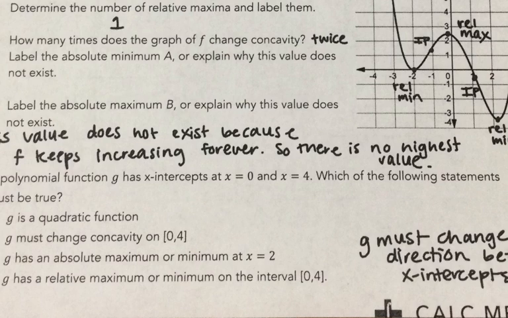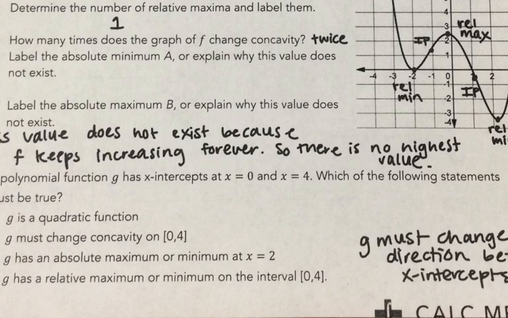Does that change concavity at any point? It's concave down forever. So is it guaranteed, just because we know it has 2 x-intercepts at 0 and 4, that it must change concavity? No, there are some examples where it doesn't change concavity.